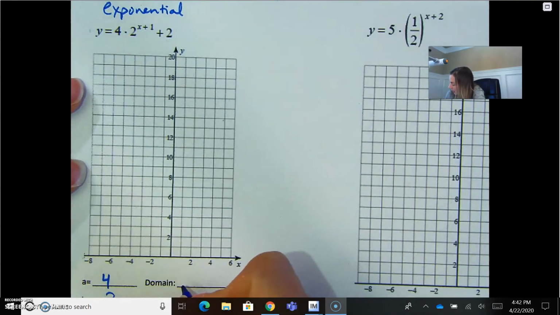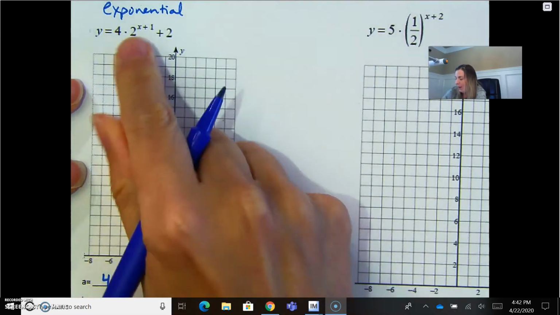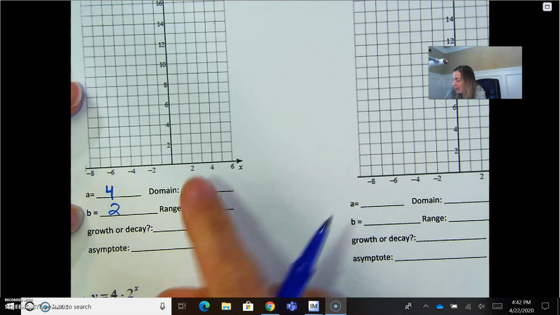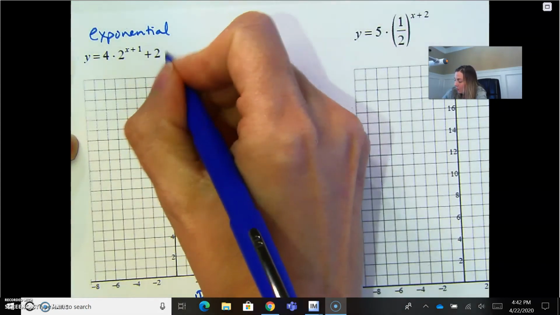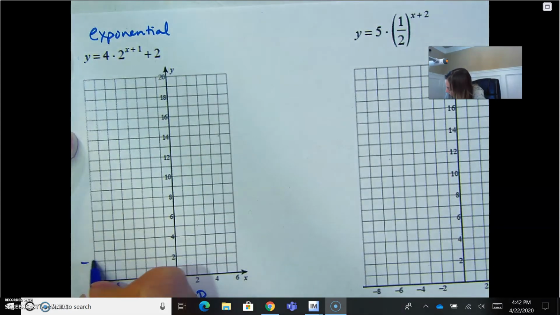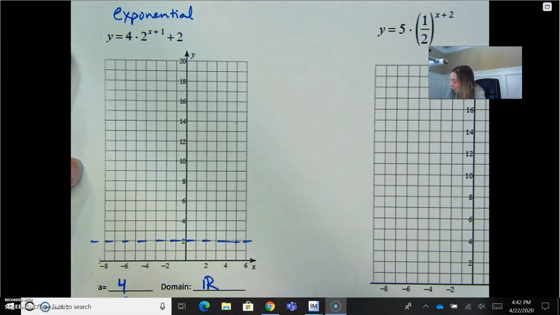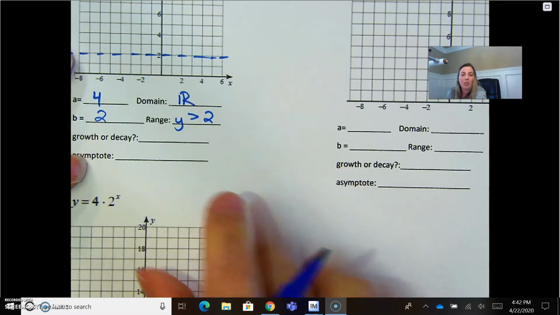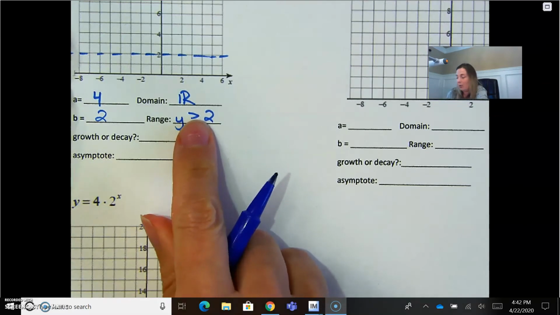The domain, let's see, you can put anything you want in for x, as long as it's a real number. The range is going to be tied to the asymptote. So this is your asymptote right here, 2. Right? So since this is going to be shifted up to 2, your range is going to be greater than that 2. We can't touch it. All right? So I made it greater than, not equal to.